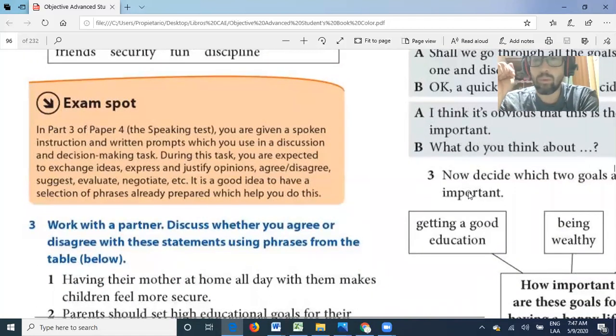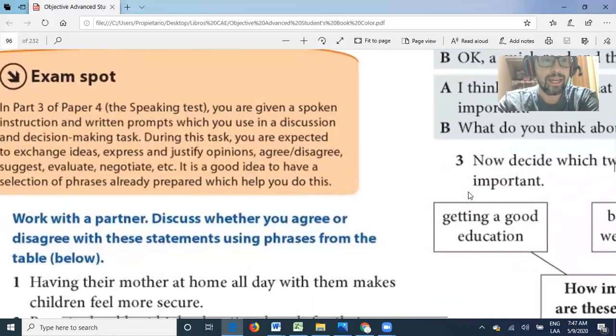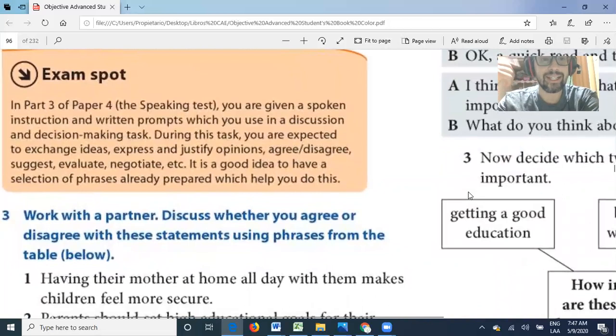But let's just give some more tips. It says in part 3 of paper 4, the speaking test, you're given a spoken instruction and written prompts, which you use in a discussion and decision making task. During this task, you are expected to exchange ideas, express and justify opinions, agree or disagree, suggest, evaluate, negotiate, etc.